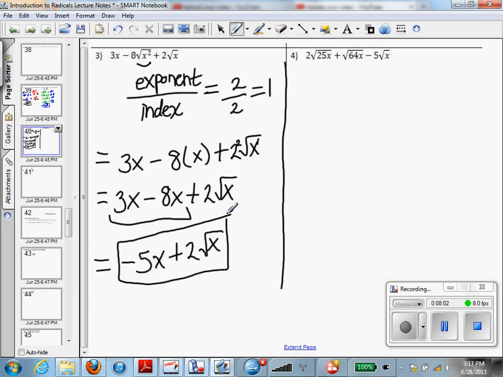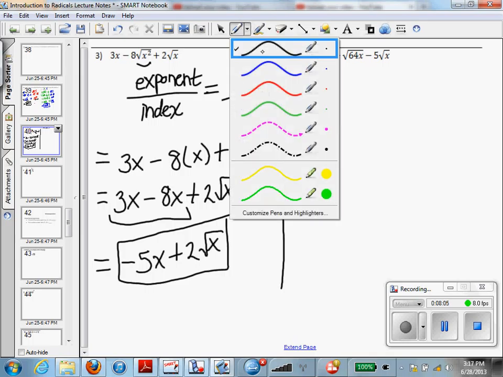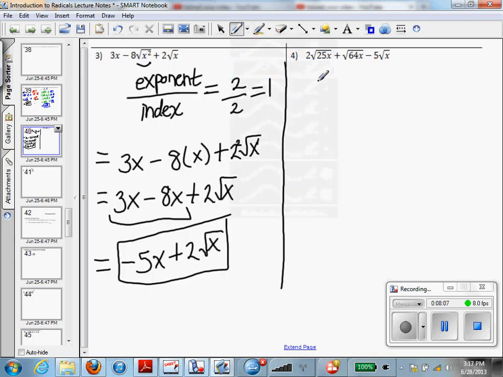With number 4, we can't really see anything above coming together yet, but we can think of the square root of 25 coming out of the radical as 5, so it can come out as 5. We're going to have to multiply by 2, and that radical x will have to be left in there because it cannot be simplified any further. So at this point, 2 times 5 is 10 times radical x, plus our next term.